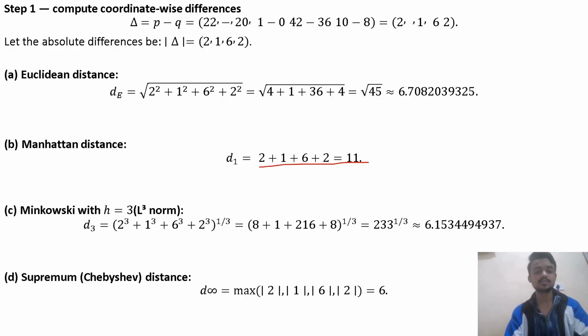Minkowski distance is to the power of h, and here h is 3. So d3 is equal to (2 cubed plus 1 cubed plus 6 cubed plus 2 cubed) to the power 1 by 3, which is (8 plus 1 plus 216 plus 8) to the power 1 by 3, which is 233 to the power 1 by 3, approximately 6.15. Supremum or Chebyshev distance d infinity is equal to the max of modulus 2, modulus 1, modulus 6, modulus 2. So here, as we can see, the maximum is 6.